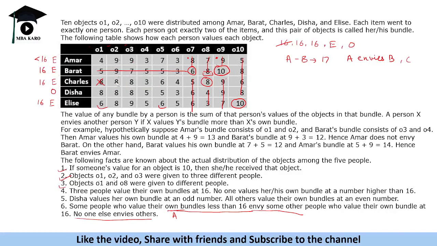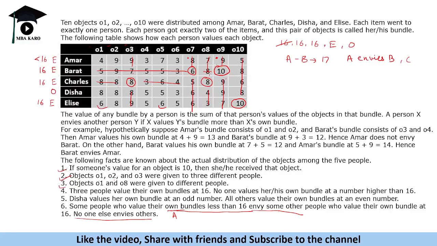So this means we cannot have 8 here. So it should be 8 here. Now Bharat is rating 15 to Charles. So Bharat will not envy him. So this is how we figure out how to go about finding Charles's bundle. Okay, so Charles is also taken care of. Now we are left with these two people, Disha, Amar, and Alice.